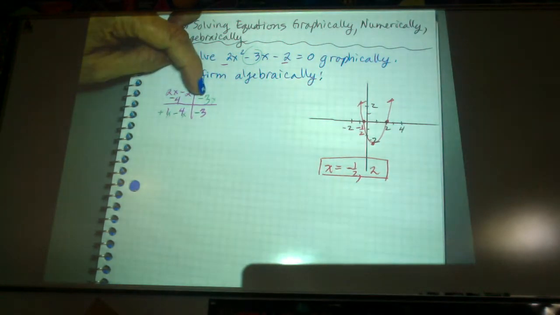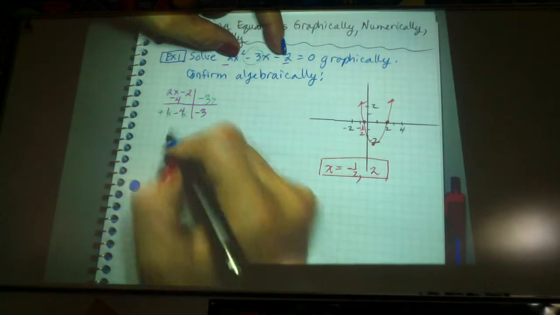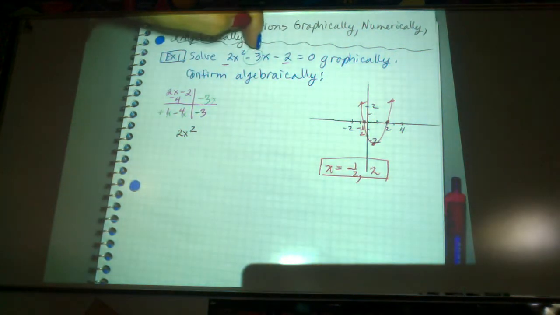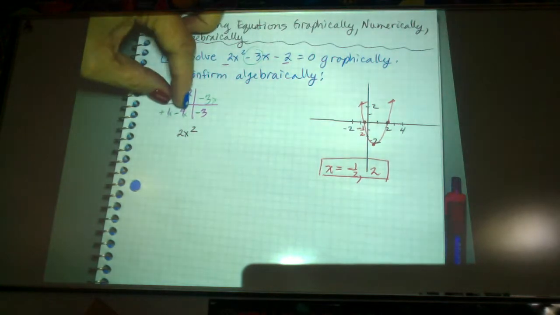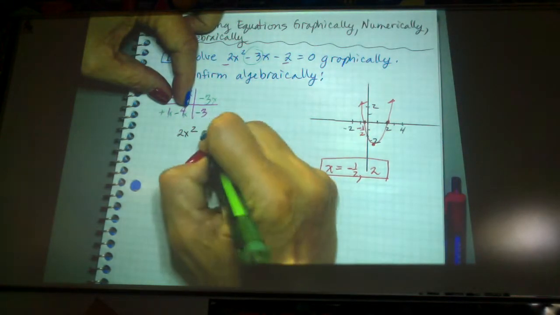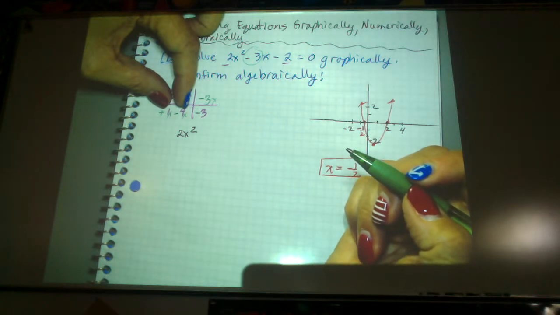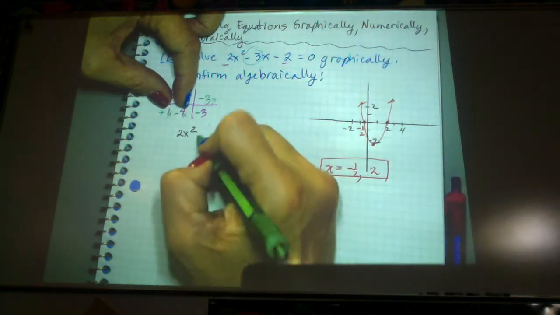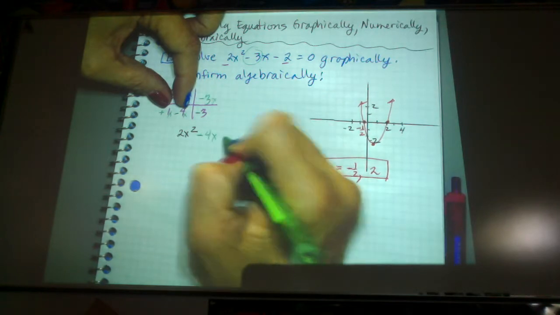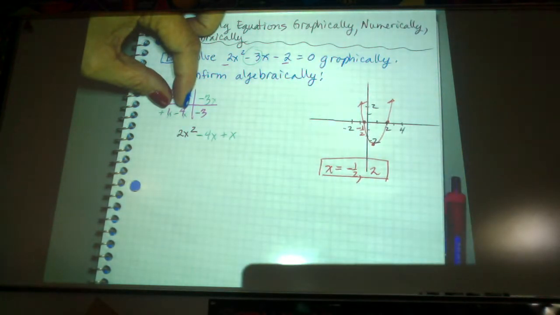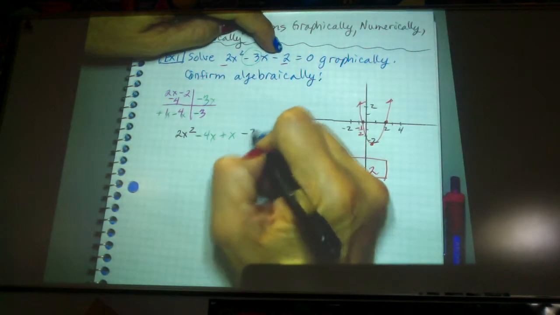So I'm going to write my bookends, 2x squared, and instead of the minus 3x, I'm going to replace it with, now I could put x first or negative 4x first. I like my third term to be positive, so I'm going to choose to write minus 4x first, then plus the x. That way when I factor out a GCF, I don't have to worry about factoring out negative. And then don't forget your last bookend of minus 2 equals 0.